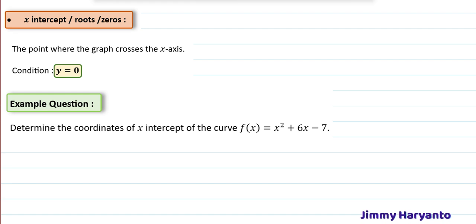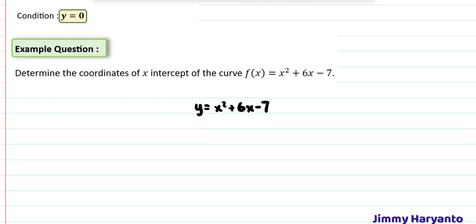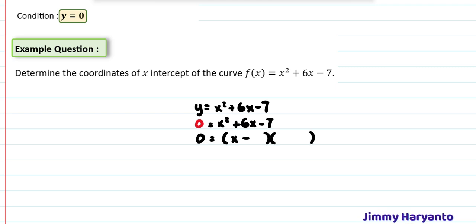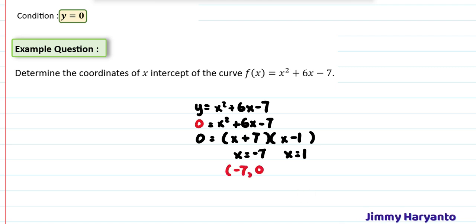So let's take a look at example question 1. We have y = x² + 6x − 7. Because y = 0, you only have to replace y with 0 and then solve this. To solve the quadratic, you have to factorize, right? If you cannot factorize, just use the formula. You'll have (x + 7)(x − 1), and then you will have x = −7 and x = 1, and then suddenly you will have the points. The points are (−7, 0) and (1, 0). Why is it (−7, 0)? Because y = 0 before.